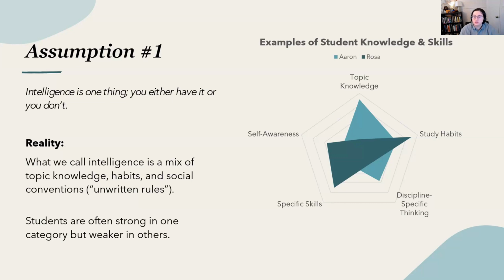For example, showing good documentation and troubleshooting strategies in a programming course. Rosa, on the other hand, is new to the discipline but has strong study habits, some relevant skills, particularly lab safety from a biology course she took in high school, and the self-awareness to know that she has a lot to learn.